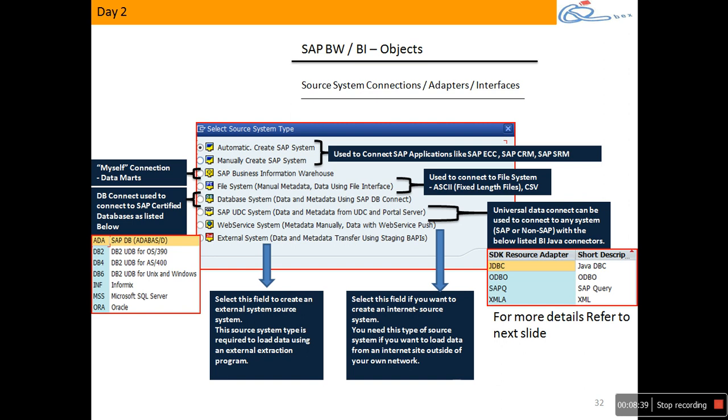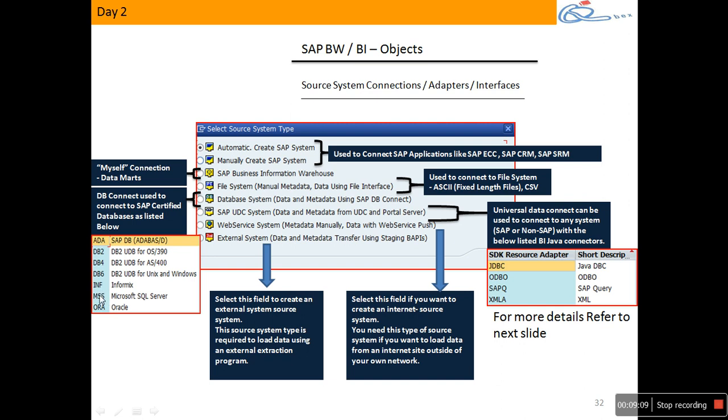Clear? Okay. Then the next one is DB Connect, for database systems. We use this connection when you want to extract data from any source which is a certified database by SAP. By using this DB Connect connection, you can establish a connection to any of the databases which are certified by SAP. And when you say certified, you see this.